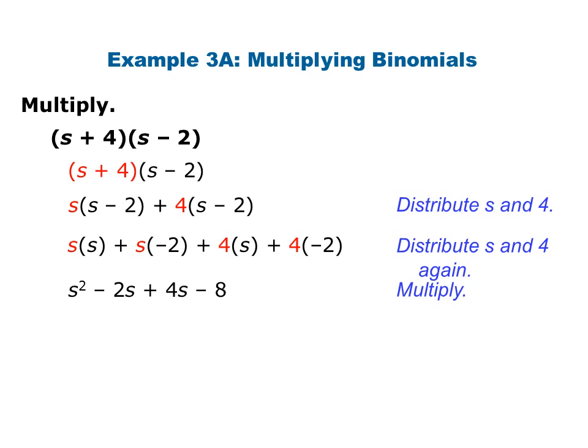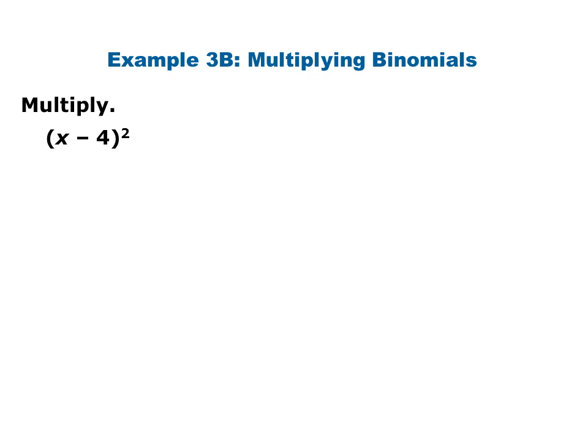Now remember, the 2s and the 4s will be combined. Therefore, you end up with positive 2s. And that's the final answer. Right. Now, here is a little different one where the binomial is squared.